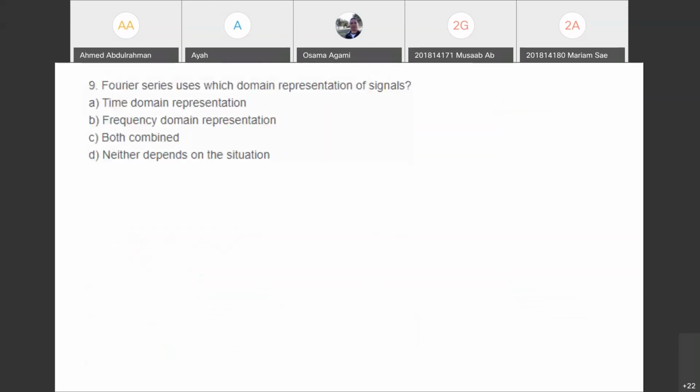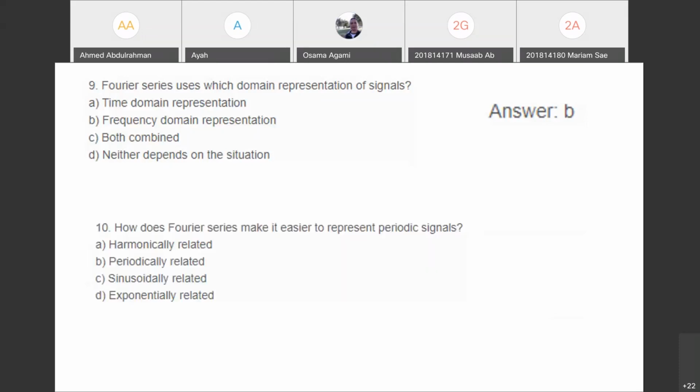Fourier series uses which domain representation of signals? Time domain representation, frequency domain representation, or both combined? Either, depends on the situation. All the time we're using Fourier series, and our independent variable is what? Time. Sorry to say, the frequency. Okay.